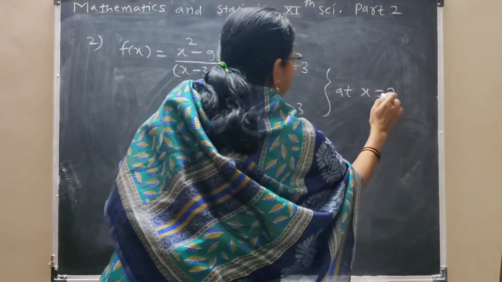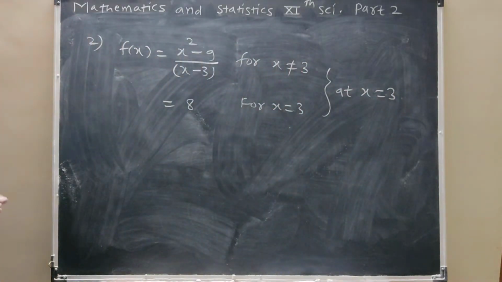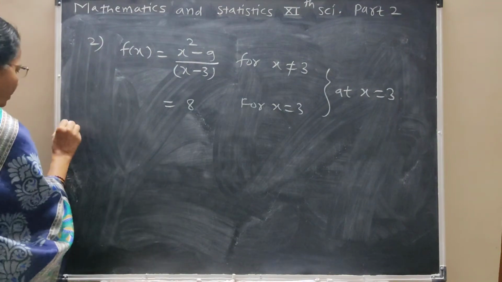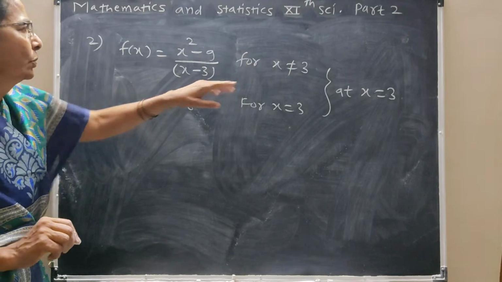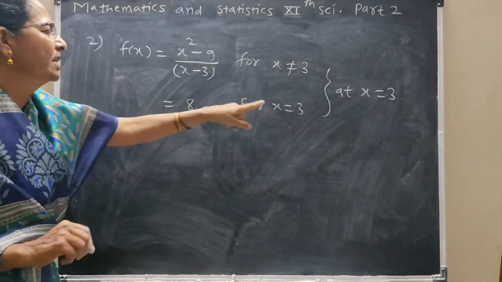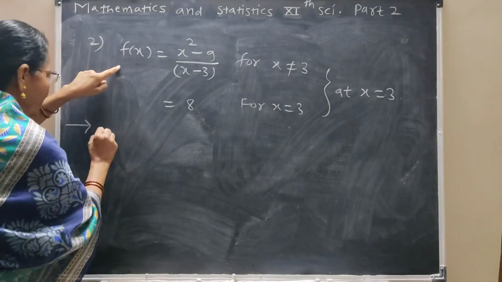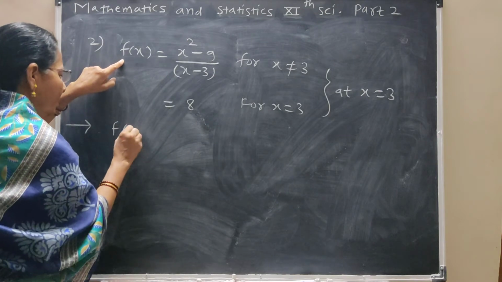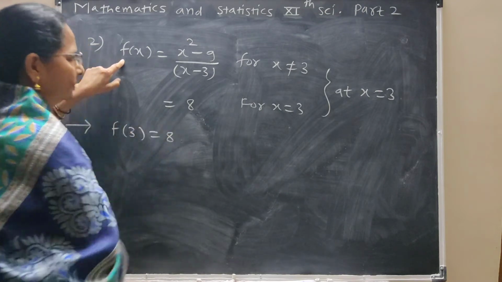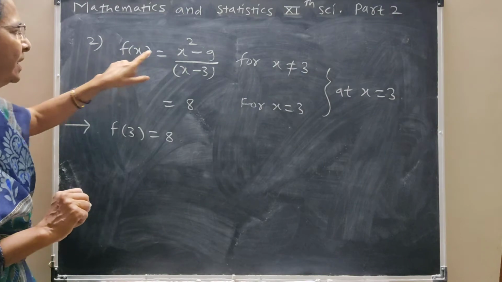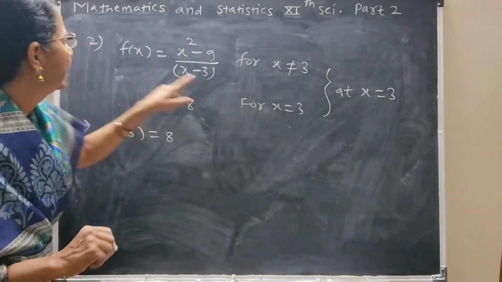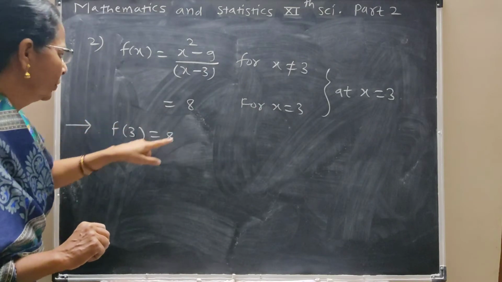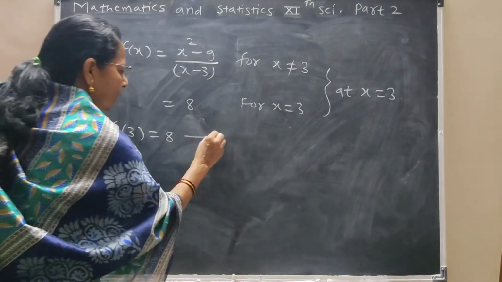We check at x equal to 3. Now, f(x) is this value for x not equal to 3, and f(x) is this value for x equal to 3. Therefore, we write f(3) is equal to 8, because x is 3. This is equation 1.